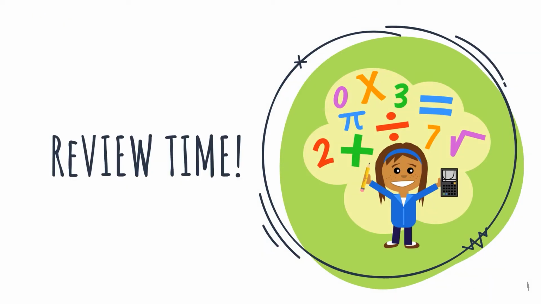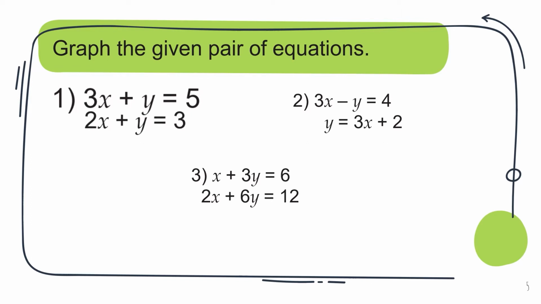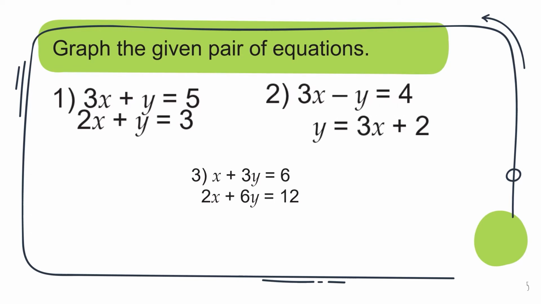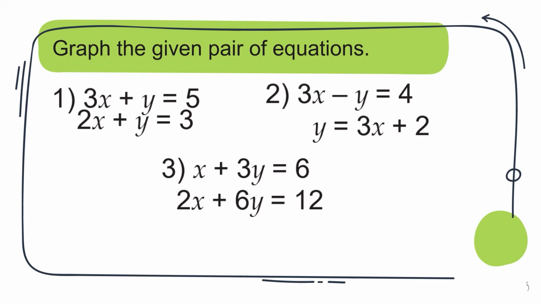For the review time, let us recall the lesson that has been discussed. Graph the given pair of equations. Number 1, 3x plus y equals 5 and 2x plus y equals 3. Number 2, 3x minus y equals 4 and y equals 3x plus 2. And for number 3, x plus 3y is equal to 6 and 2x plus 6y is equal to 12.